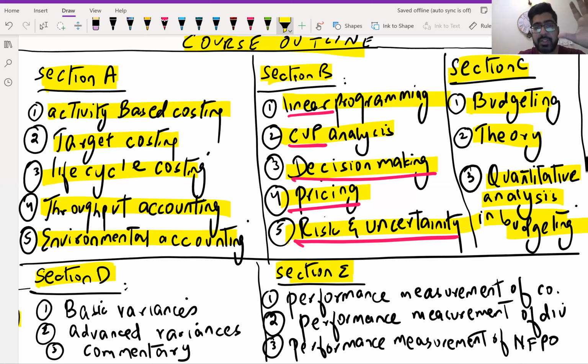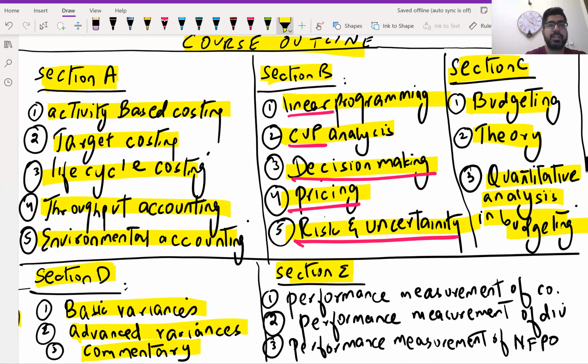Section D is considered to be one of the most favorite areas of students: basic variances, advanced variances, and commentary. Basic variances, some variances which you have studied in your earlier papers. Advanced variances, some new variances, and commentary. Remember, if you are going to get a 20-mark question, it won't be just that calculate variances. You will need to calculate variances, and once you calculate variances for 10, 12 marks, for 7, 8 marks, you will be asked to do commentary on whether you think that these variances indicate good performance of manager or bad performance of manager. So we will teach you how to write the commentary.